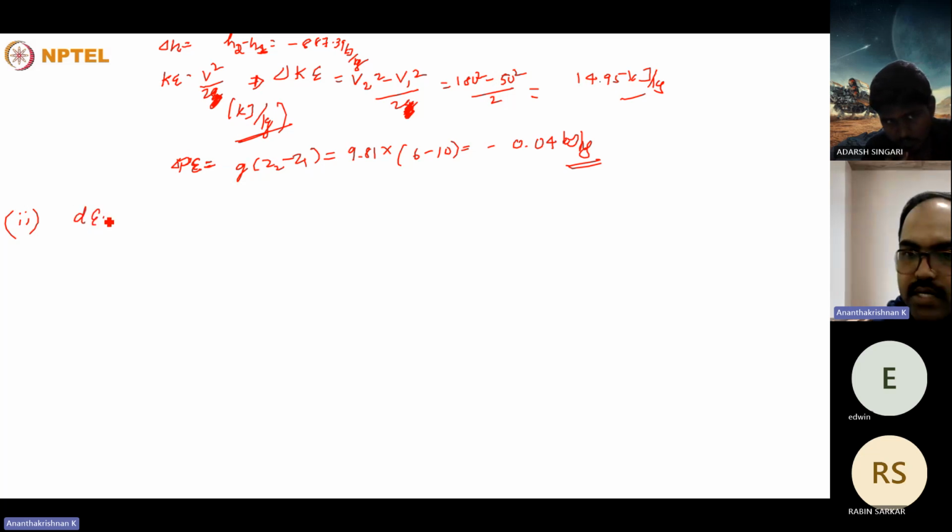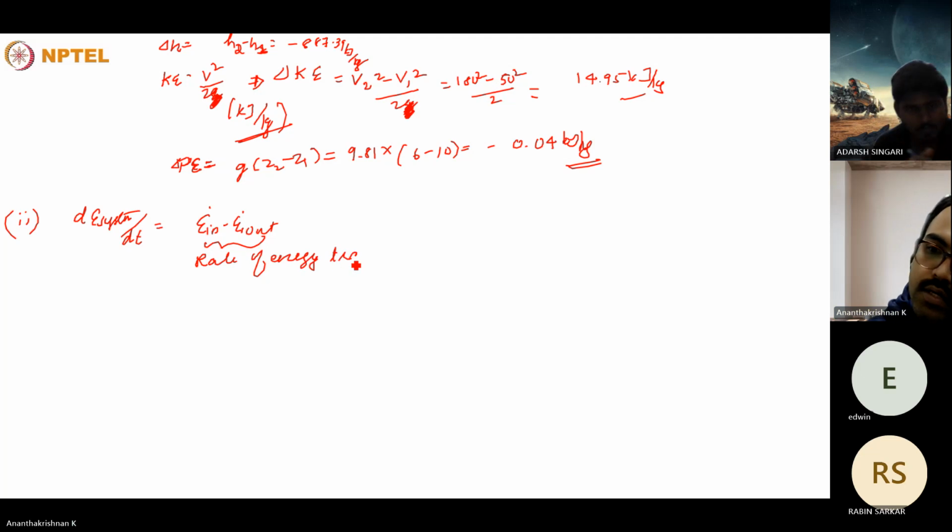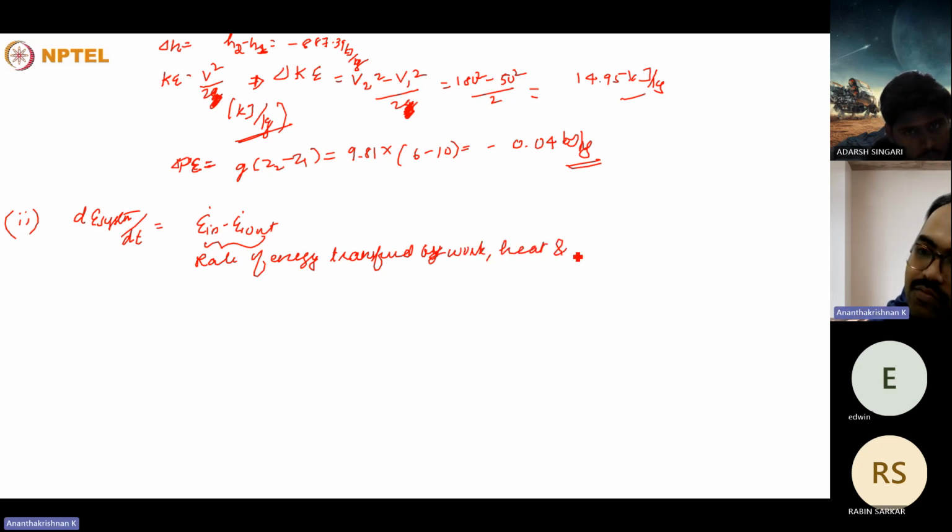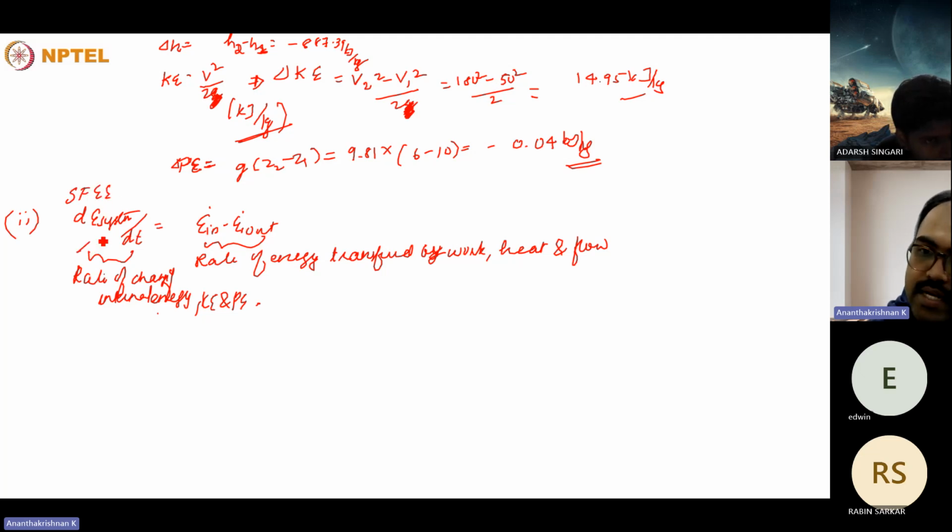So what we could do is dE system divided by dt could be written as E in minus E out. This is the rate of energy transferred by work, heat, and the flow. And this is the rate of change of internal energy, kinetic energy, and potential energy. This is the steady flow energy equation. So this is a steady process, so this will become equal to 0.